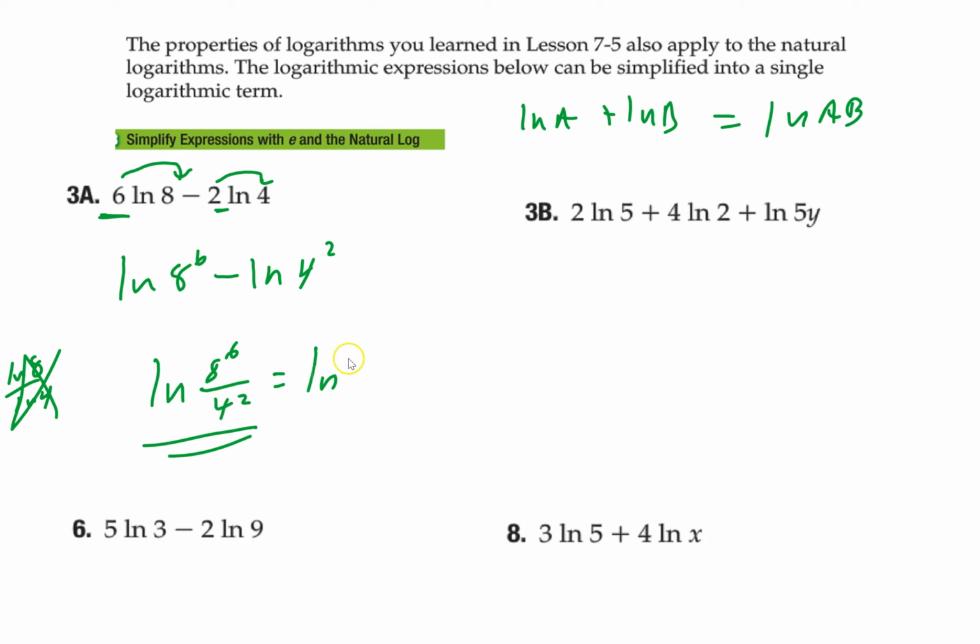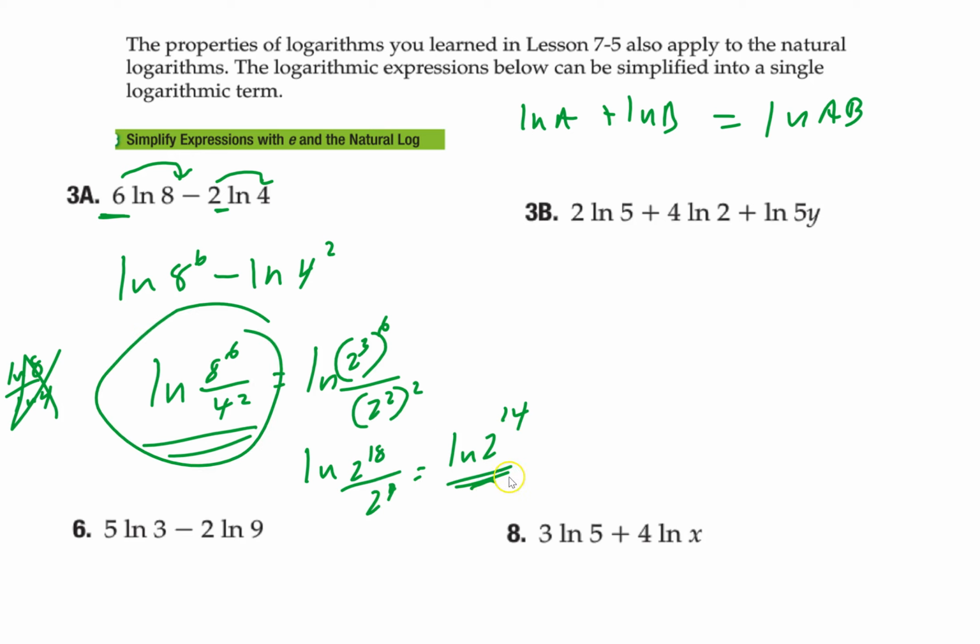Now, that's done. We actually could reduce it, because 8 is the same thing as 2 cubed. 4 is the same as 2 squared. Now remember, power to power you multiply, so I actually get natural log of 2 to the 18th over 2 to the 4th, which is going to give me natural log of 2 to the 14th. That's some power skills right there, right? You write 8 as 2 to the 3rd, remember power to power you multiply, so 2 to the 18th. You write 4 as 2 squared. 2 times 2 is 4, so 2 to the 4th, subtract, 2 to the 14th. Again, this will give you full, amazing credit.